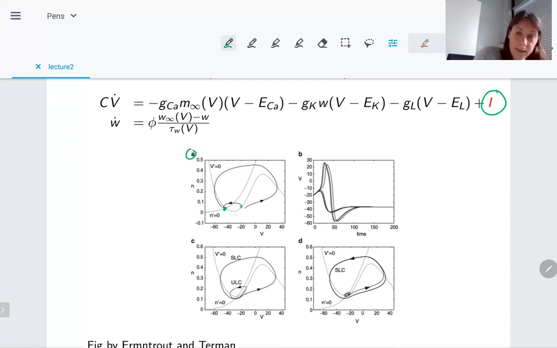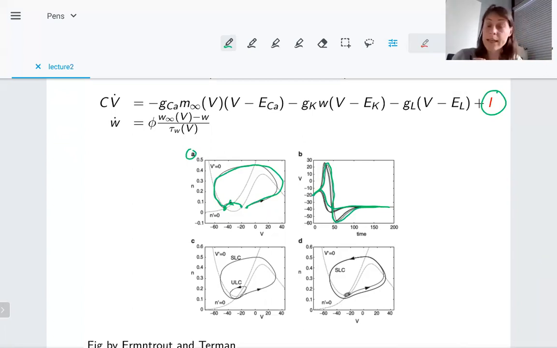Trajectories that start nearby this equilibrium relax back to the equilibrium rapidly, like you can see here, while trajectories that start a little bit farther away, with a higher value of the voltage, make this long excursion before returning to the resting state. So we have this shape here for the voltage.